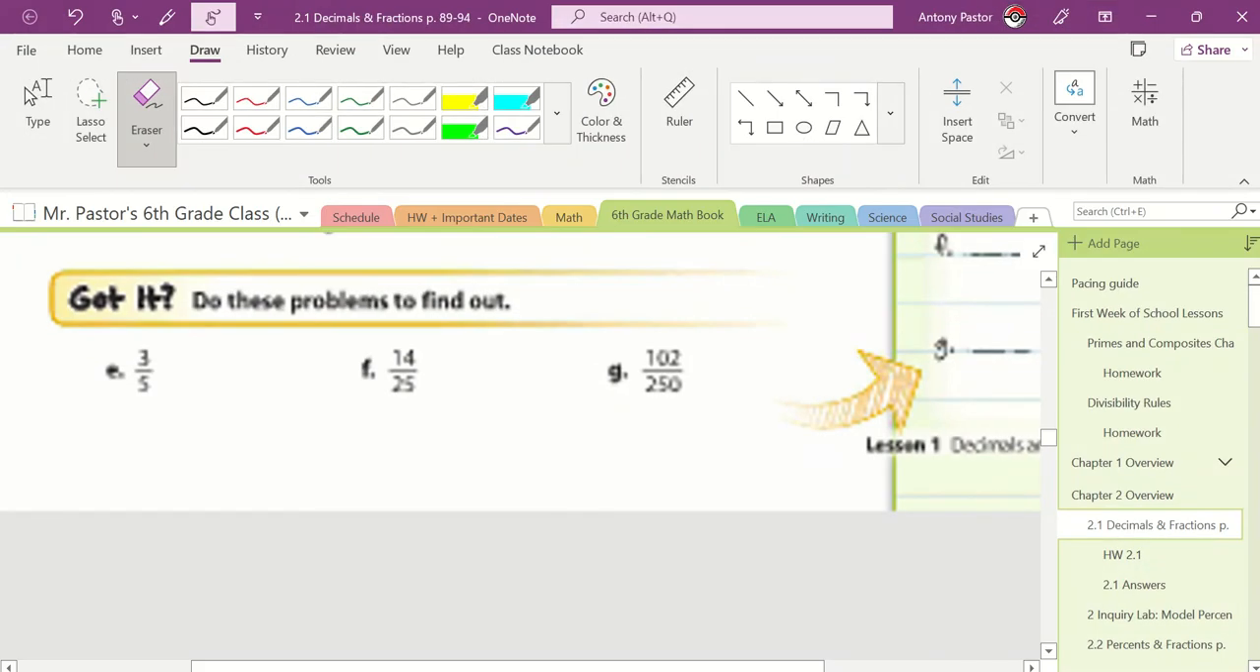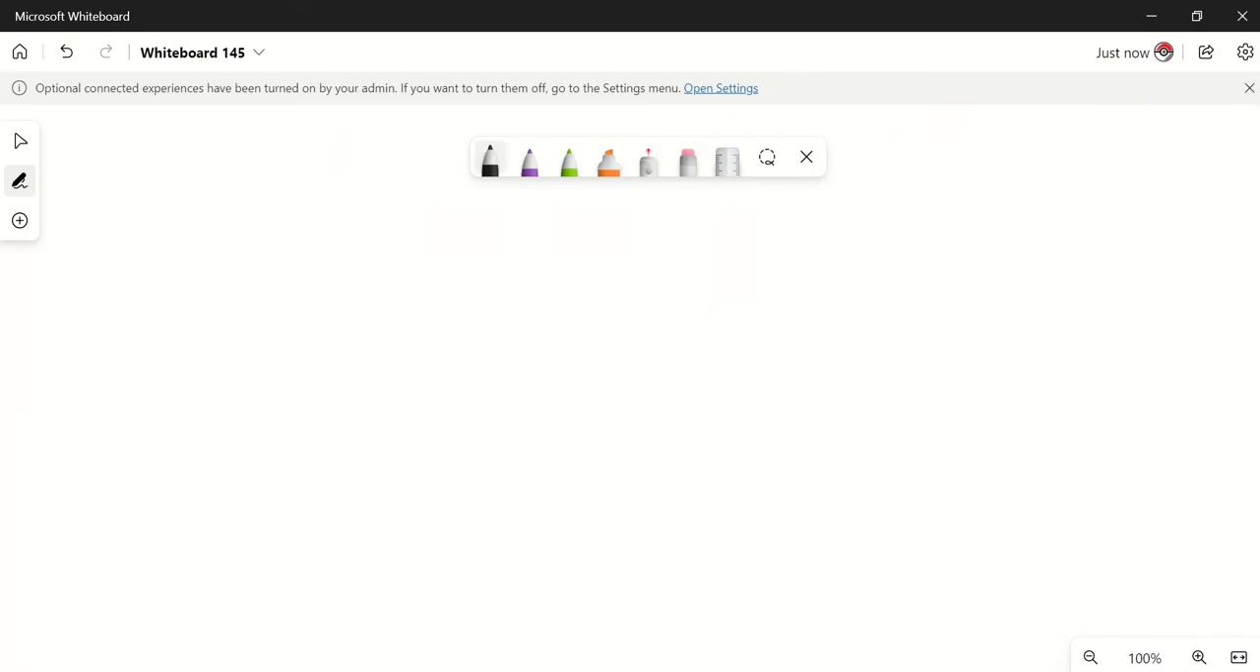That third example is 102 divided by 250. I'm trying to see if I can change it down to become 100, which I don't think I can. And I know for a fact I can change this up to be 1,000.